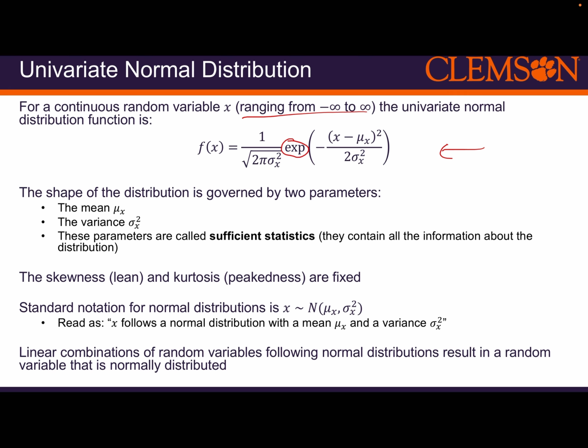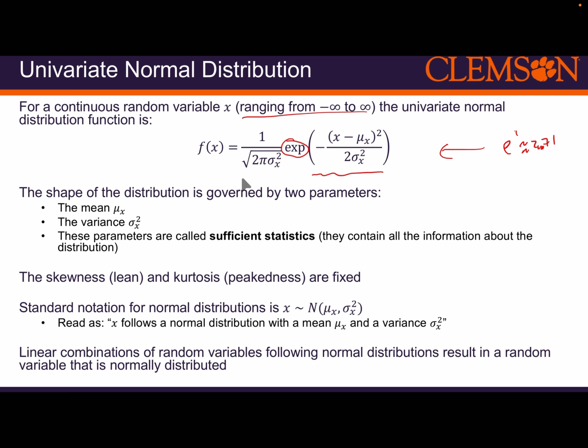This exp is sometimes referred to as Euler's constant, or e raised to a power. E raised to the first power is approximately 2.71, and its inverse is the natural logarithm. It just so happens that we denote this with exp. So think about all this term in the parentheses as actually an exponent.